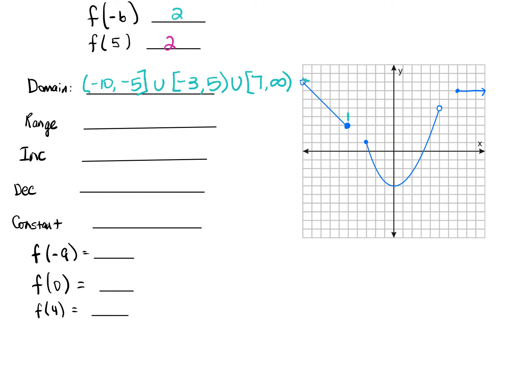So this is from -10 to -5, including -5, with a union from -3 to 5, including the -3, with a union from 7 to infinity.